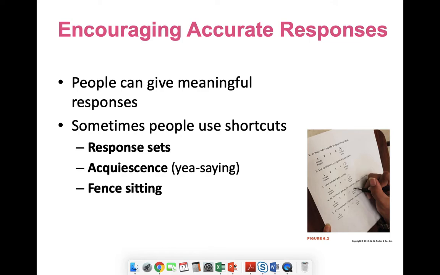But unfortunately, even though it's a widely used methodology, sometimes people can be lazy when they take surveys and they rely on different shortcuts. So the concept of response sets just means that people answer survey questions in a non-differentiated way. In other words, they put the same answer for all questions. And there are two specific types of response sets that are common: acquiescence and fence sitting. All right, so I'll give you examples coming up.